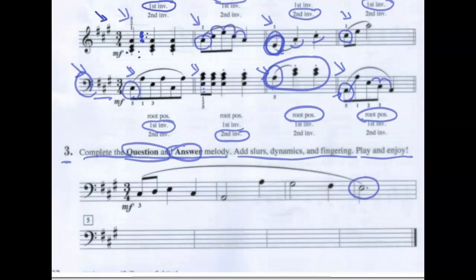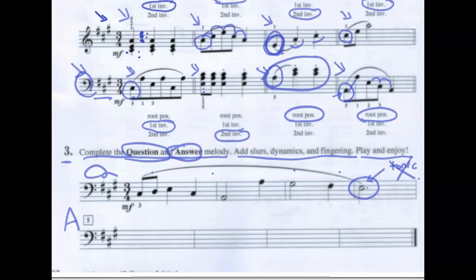So the first 1, 2, 3, 4 measures are the question phrase, okay? And the next 4 measures are the answer phrase. The last note of the question phrase can be anything, any notes except for tonic. You cannot use tonic here in question and answer phrase. Okay, so let's make the melody together. You can make your melody by yourself, but now I'm just gonna share my way of making melody.